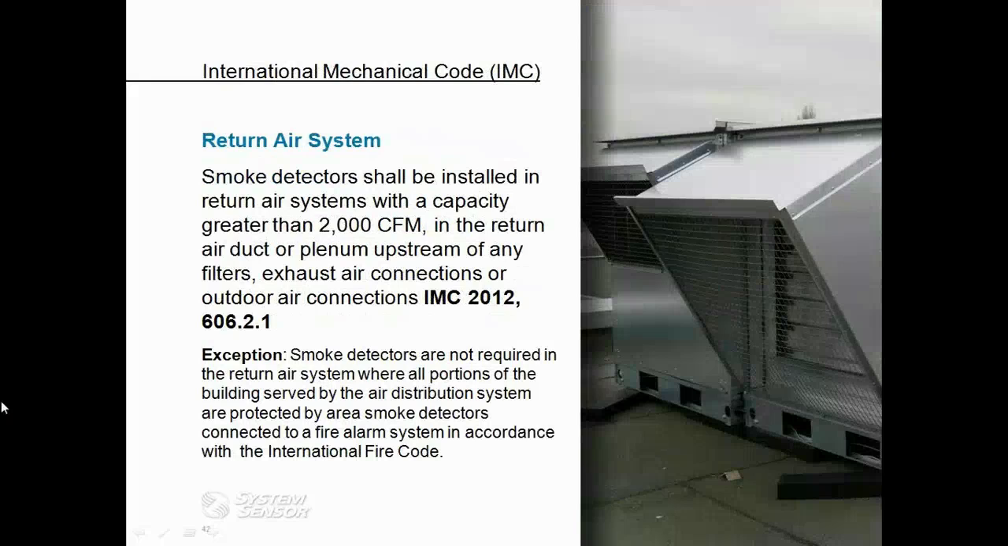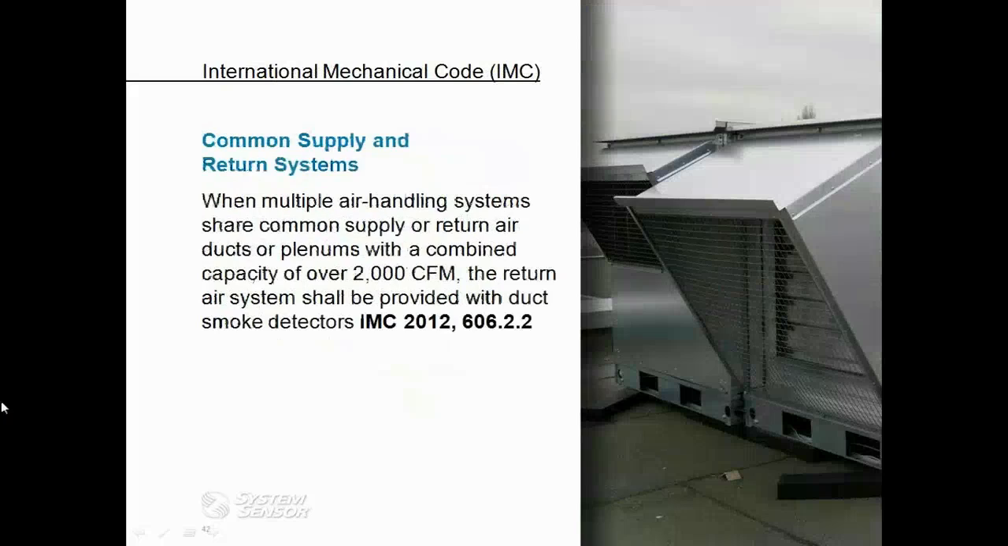side of the system. An exception to this requirement is where open area smoke detectors are installed in all areas of a building that is served by the HVAC system, and those open area detectors are tied into a fire alarm system that will shut down all function of the HVAC system. The open area detectors also have to comply with another section of the International Mechanical Code, and I'll cover that on a future slide. But that is in regard to having the installation of a fire alarm panel along with it.